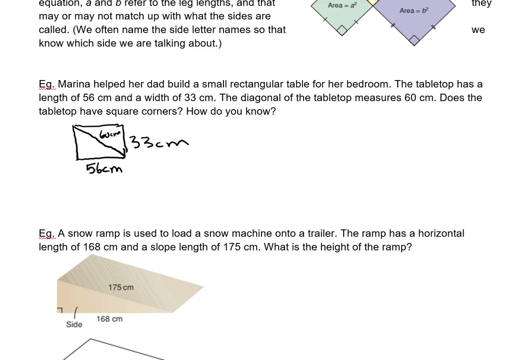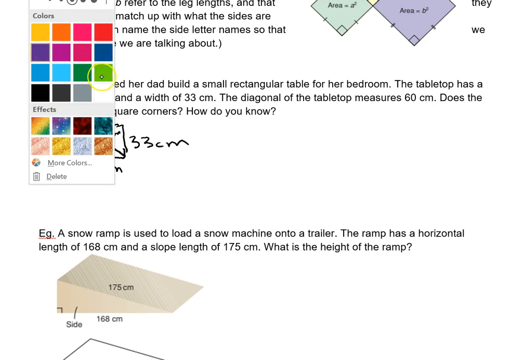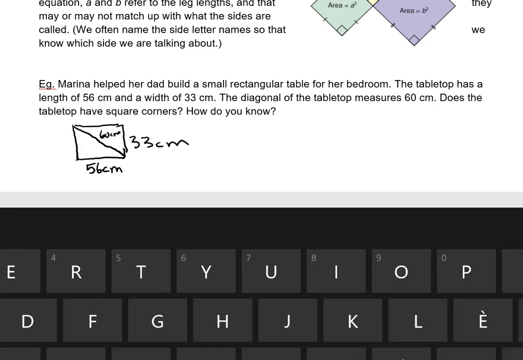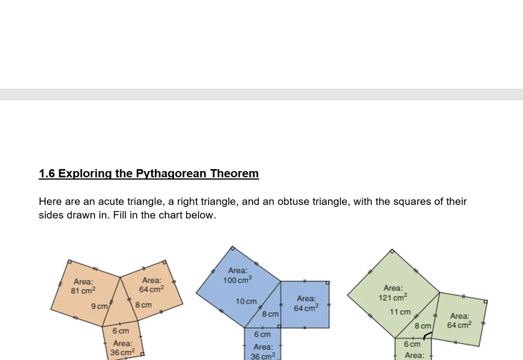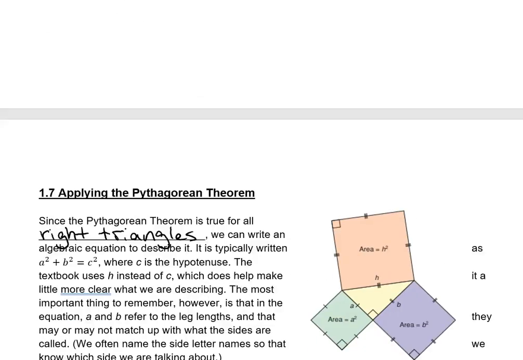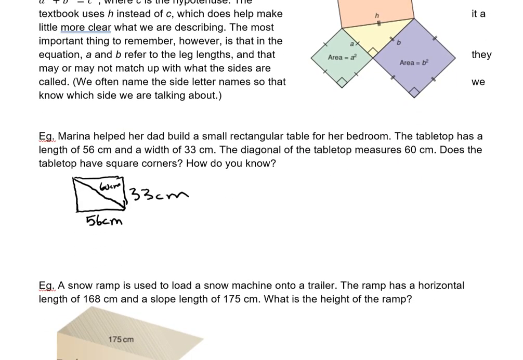Let's change our color. So let's look at this triangle here. So if that side's 33 centimeters, that side should be 33 centimeters as well. So I've got 33, 56, and 60. So I need to know 33 squared plus 56 squared. What does that equal? And I'm going to compare that to 60 squared.